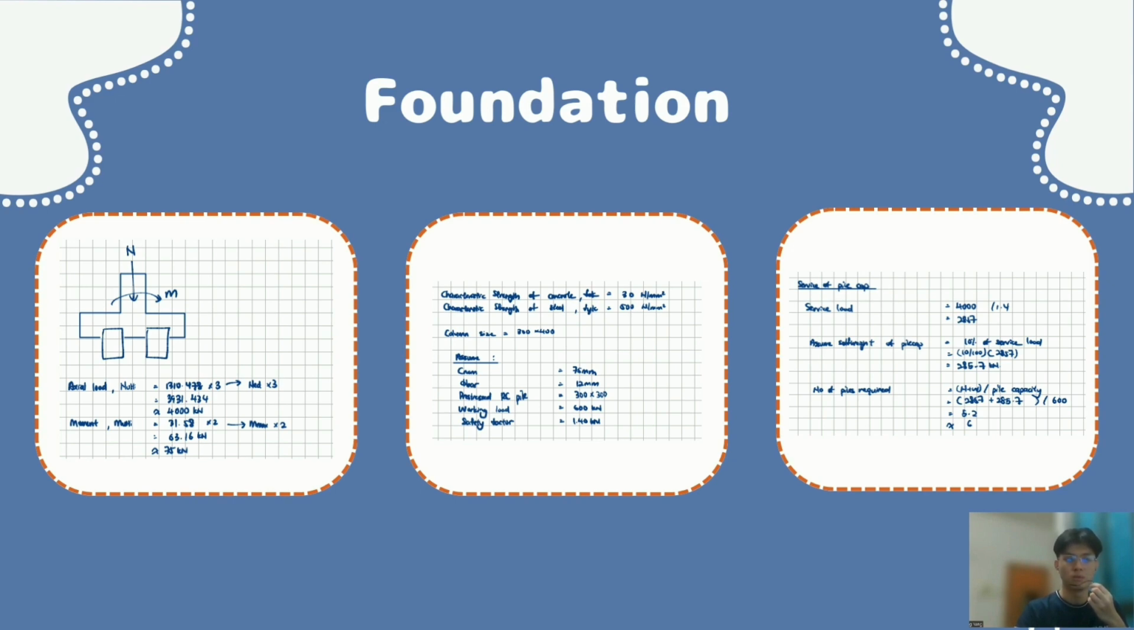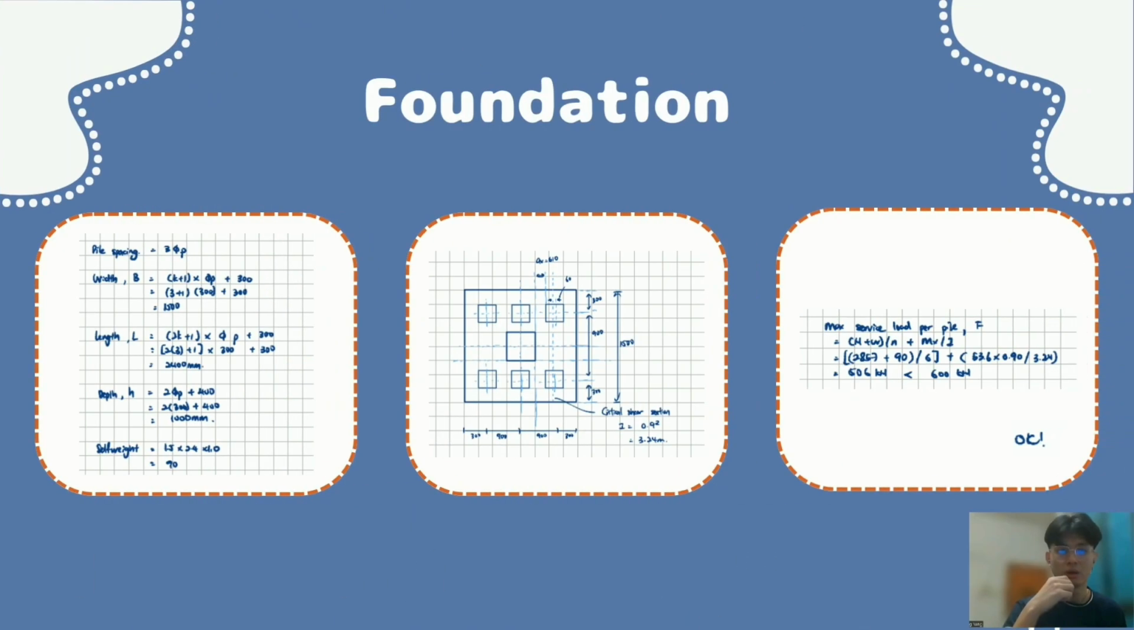To know the number of piles required, the actual load is divided by the safety factor to know the service load, and the total of the service load and the self-weight of the pile cap is divided by the pile cap capacity, which is 600. And finally, we know that the number of required piles is 6. After that, we calculate the width, length, and depth of the foundation, and also the self-weight of the foundation.